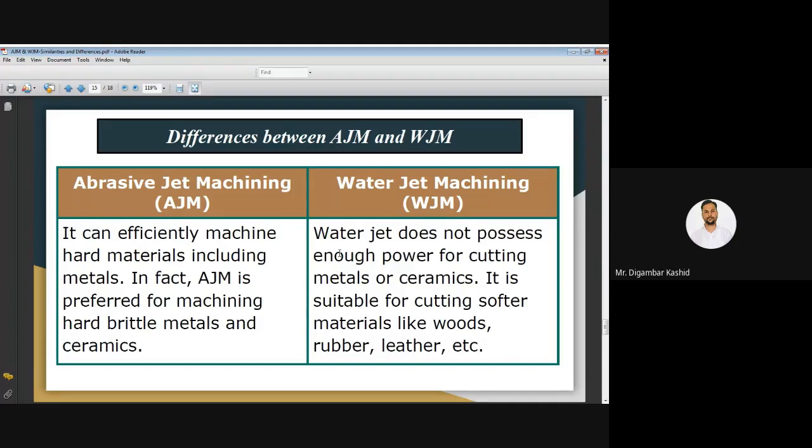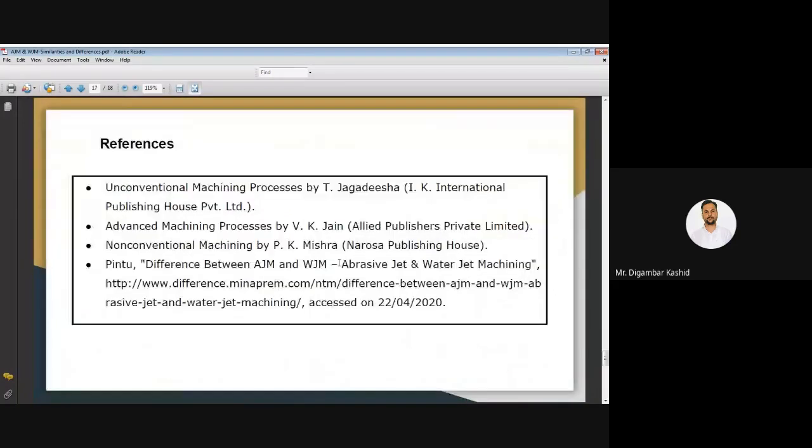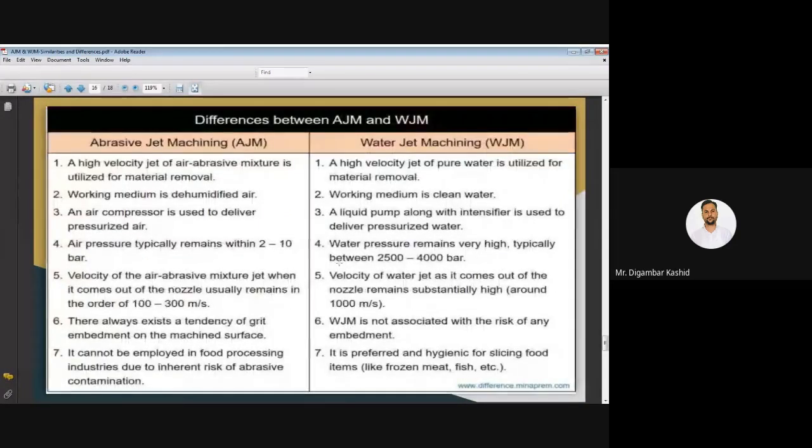And the water jet machining does not possess enough power, because in water, as compared to abrasive, enough power is not there. So for cutting any metal or ceramic, we cannot go for using water jet. So it is only suitable for cutting softer materials like wood, rubber, or leather. Okay, so this is about the similarities and differences between abrasive jet machining and water jet machining.